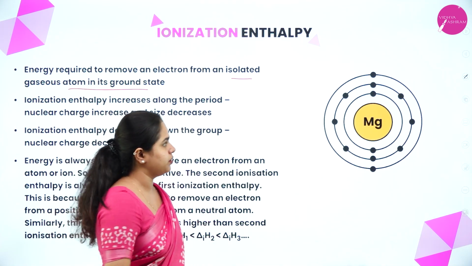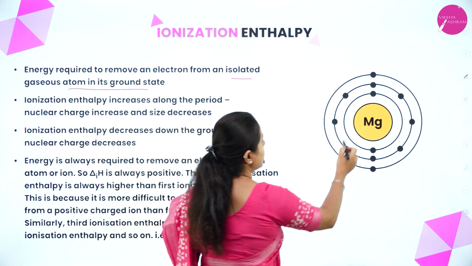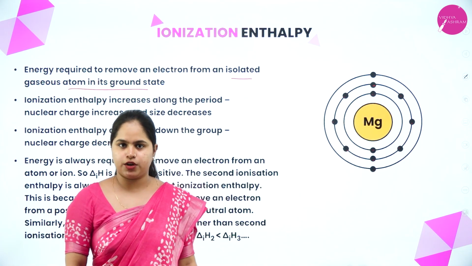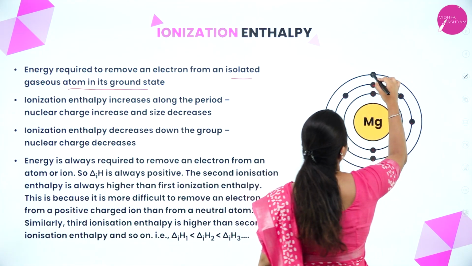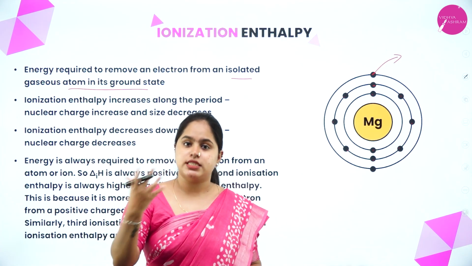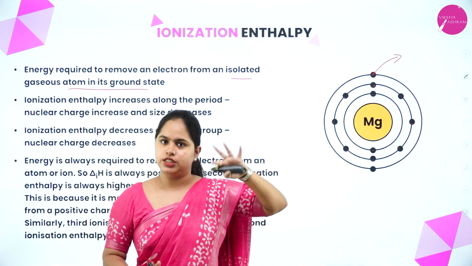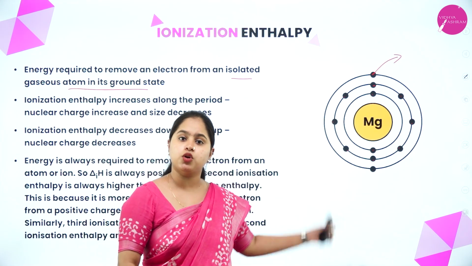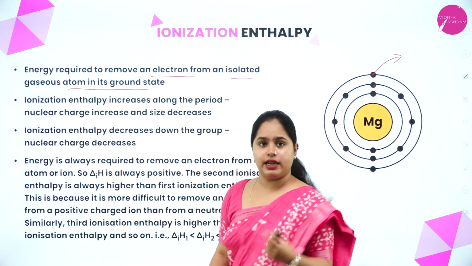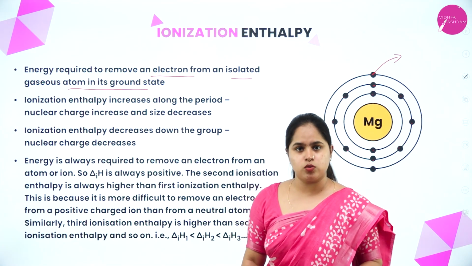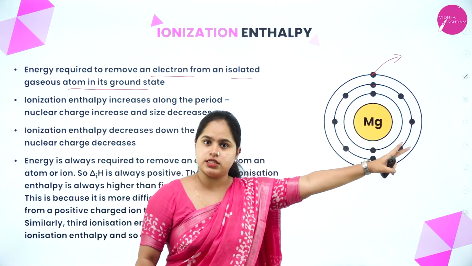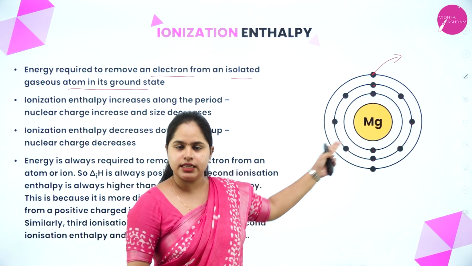So, let's take this example of magnesium. We know that the atomic number of magnesium is 12, right? So, that means there are 1, 2, 3, 4, 5, 6, 7, 8, 9, 10, 11, 12. A total of 12 electrons are present. So, if I want to remove this electron from this particular shell, a particular amount of energy is supposed to be given there, right? The electron simply will not just escape from the shell, right? An energy is required to be given to the atom so that the electron is removed from the shell. So that energy which is required to remove an electron from an isolated gaseous atom in its ground state is called ionization enthalpy. Once that electron is removed, what happens? It becomes an ion, right? So that is ionization enthalpy.